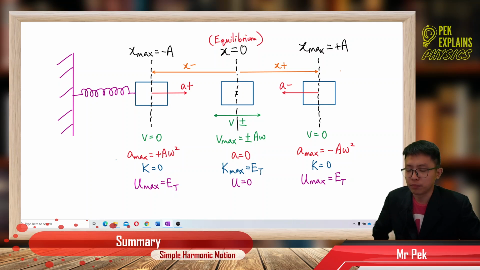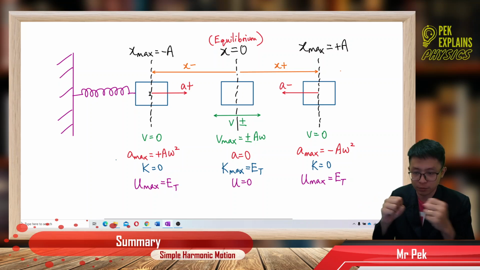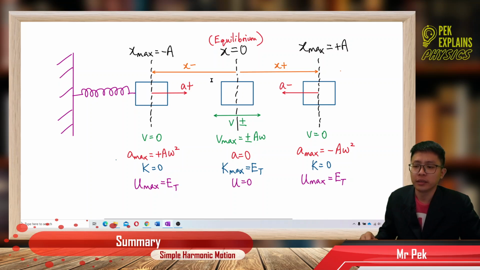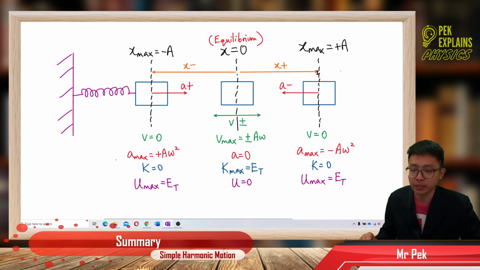Now, if the block goes to the right, the spring will expand. The spring will become longer. When you extend the spring, the displacement is positive. So at this end, it has maximum displacement. We call it amplitude.